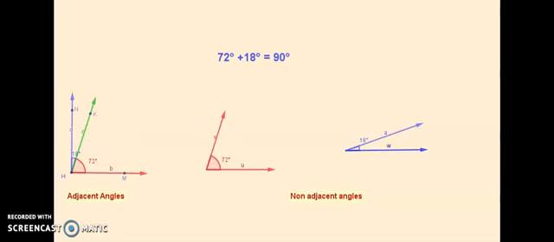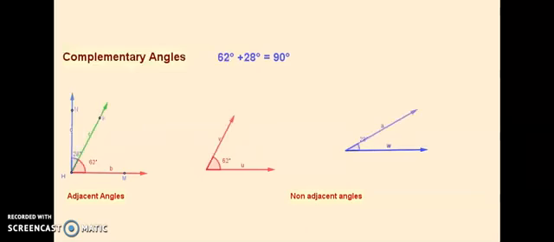Such angles are called complementary angles. A pair of angles, either adjacent or non-adjacent, if the sum of the measure of those two angles is 90 degrees, then we call those angles complementary angles.